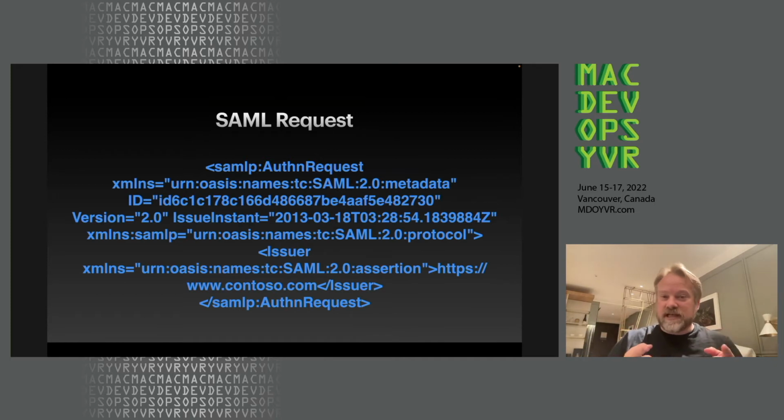You probably won't see it as this because it's going to be base64 encoded, and then it's going to be signed. So you'll have a big signature blob in here. But at the end of the day, it is XML with a series of tags and then values for those tags. Everything is very, very wordy. You can see these are all URN, OASIS, names, TC, SAML 2.0, metadata, ID, right? So an awful lot of stuff is packed into this assertion.